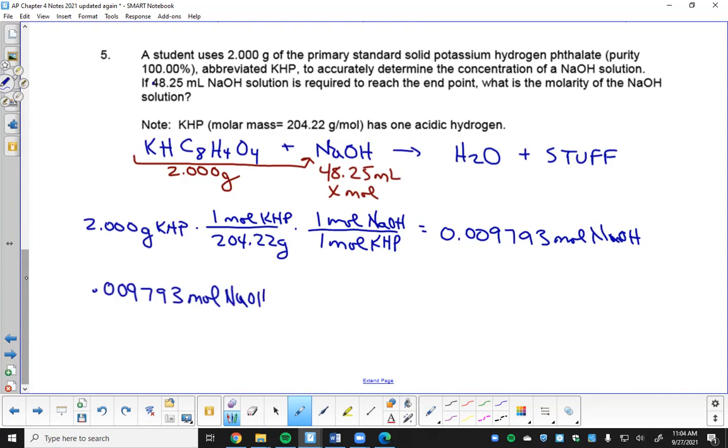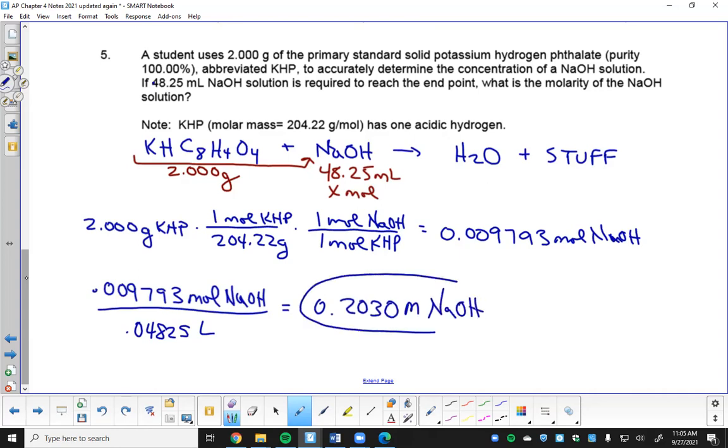9793 moles of NaOH per 48.25 milliliters. I'm just going to convert that into liters right away because I don't feel like writing. That's 2.5 liters. Now we know the molarity of the sodium hydroxide solution.